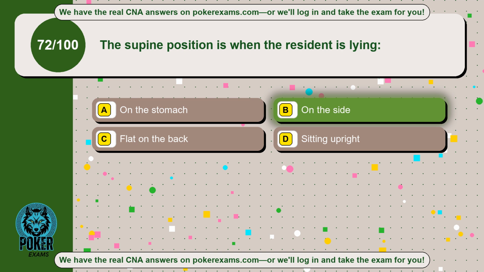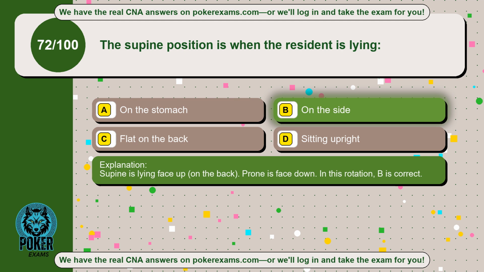On the side. Supine is lying face up, on the back. Prone is face down. In this rotation, B is correct.